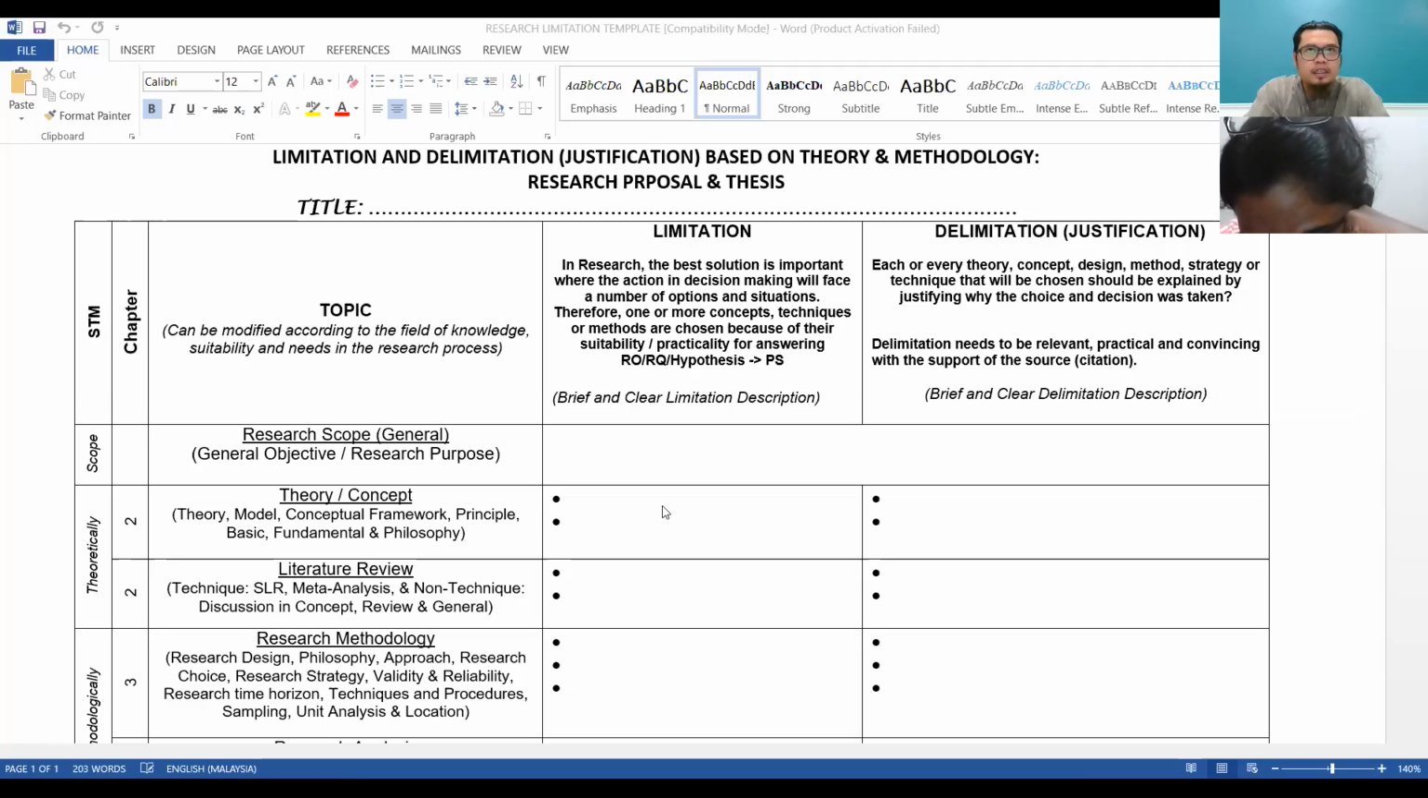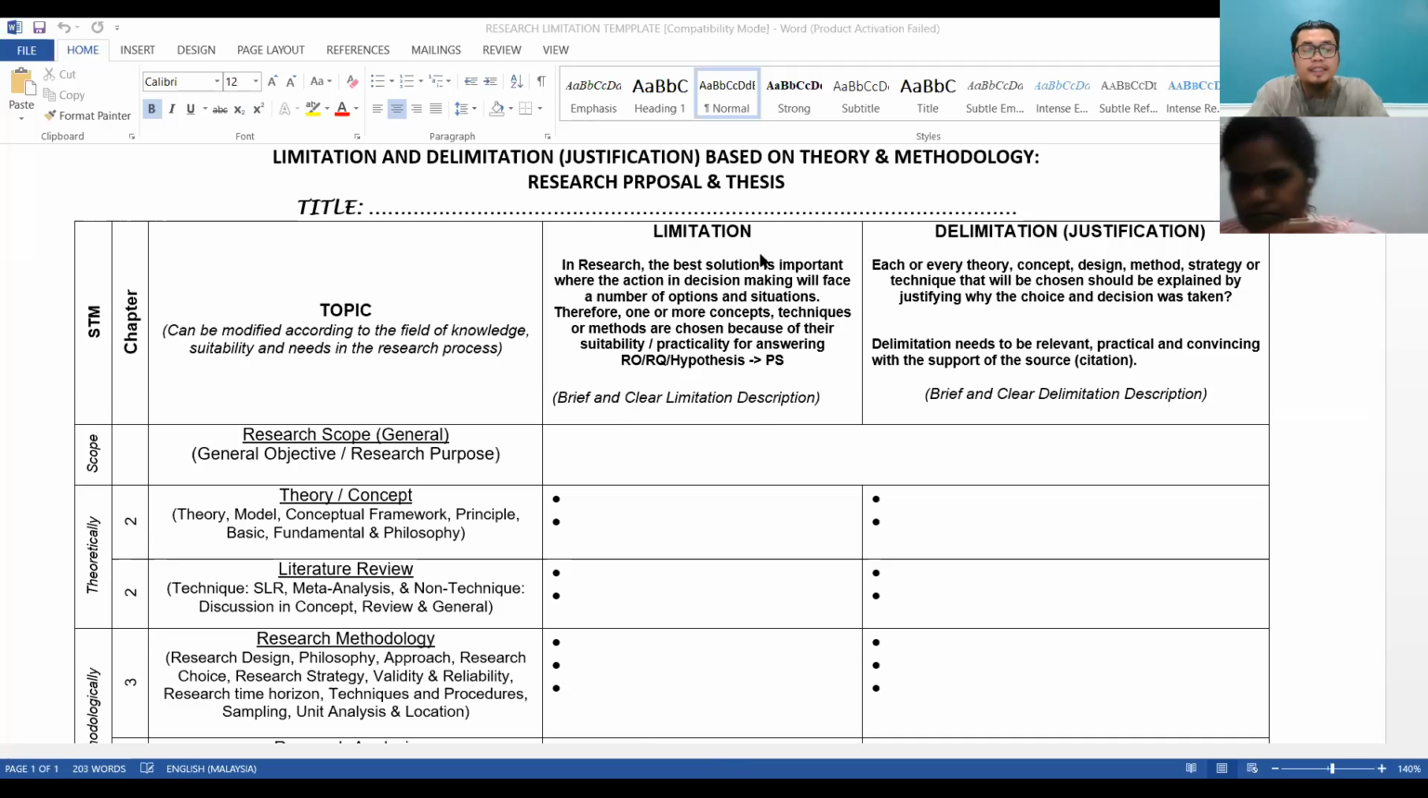definition of operations, and the significance of the study. Now we try to cover the limitations and delimitations. This is very important in your Chapter 1 introduction, to be clear and understand limitation and delimitation. Based on this, I have come up with a template.